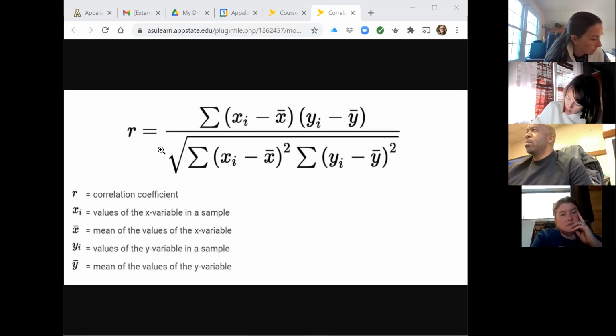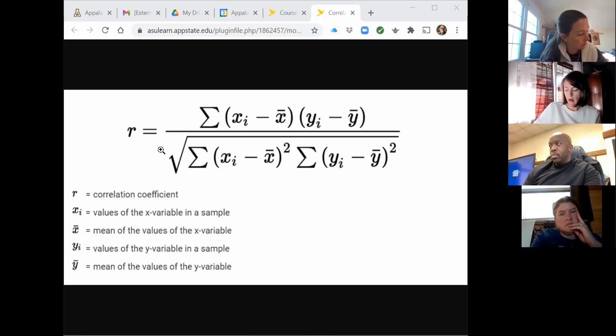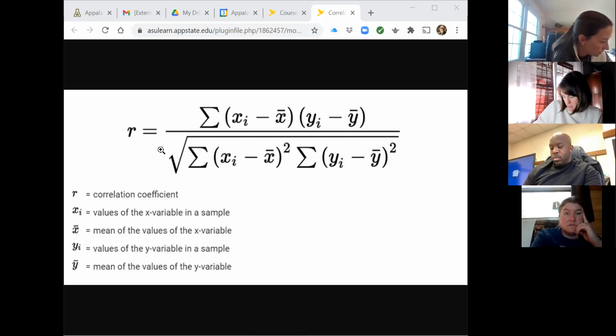And obviously, the higher the absolute value, the more connected the two variables are. So at a value of 1, there's a perfect connection. At a value of -1, there's a perfect connection, except they're going in opposite directions. As one goes up, the other goes down on the negative side. But it's still a perfect relationship.